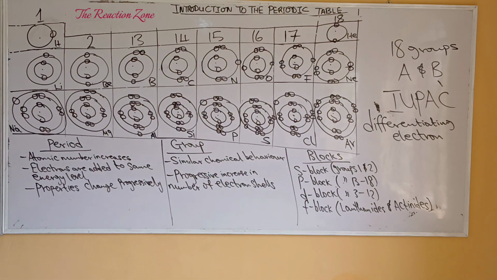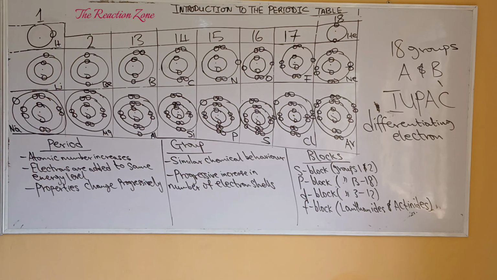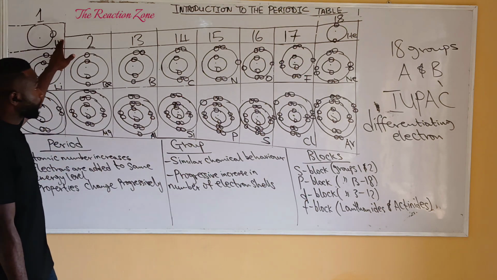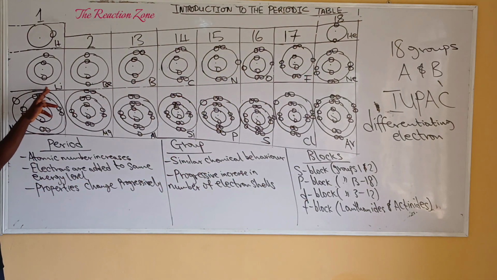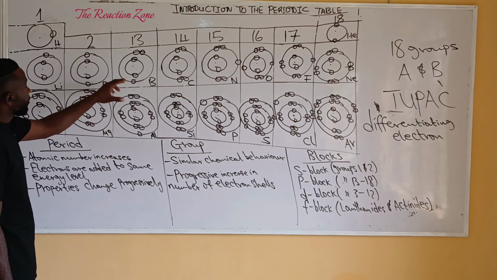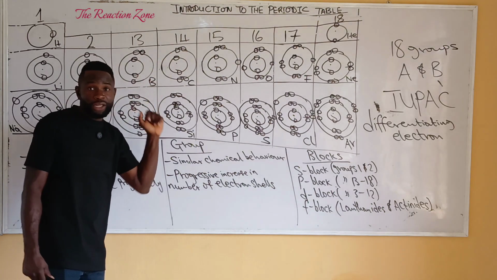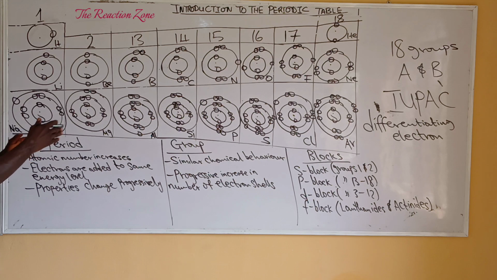This means that as you move from left to right across the period, there is a progressive increase in the number of electrons by 1. Let's look at the first period, which comprises hydrogen and helium. Hydrogen has 1 electron, helium has 2. Looking at the second period, which starts from lithium and ends at neon, lithium has 3 electrons, beryllium has 4, boron has 5, carbon has 6, and so on and so forth. So you see that as you move from left to right across the period, atomic number increases.